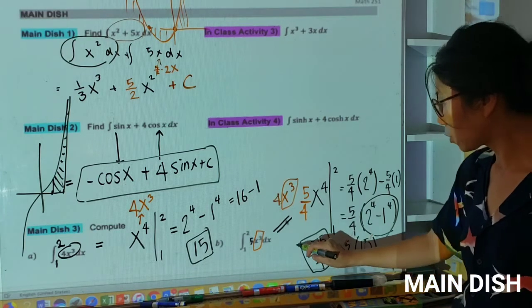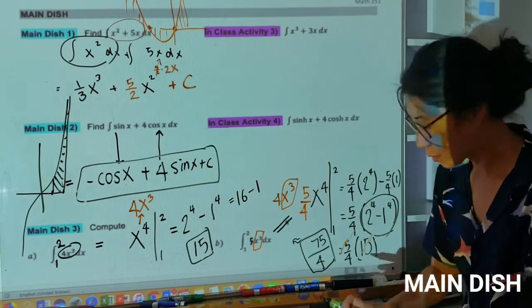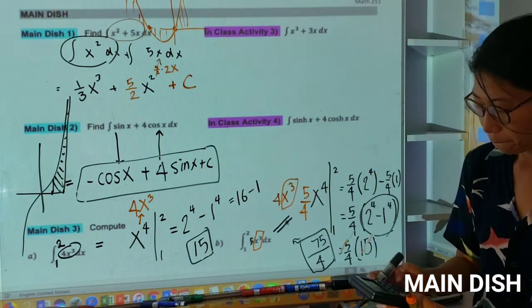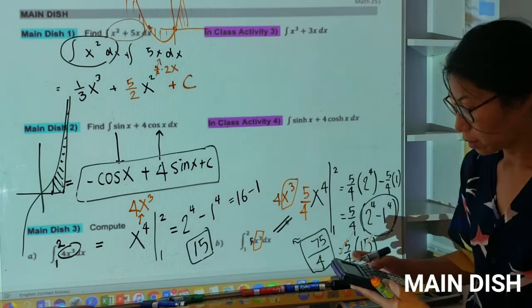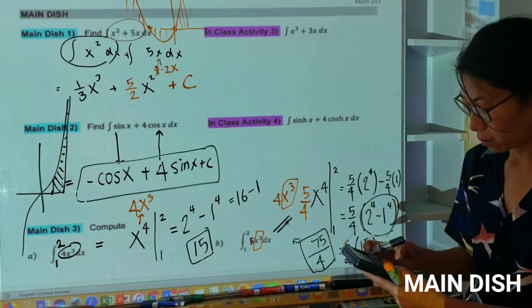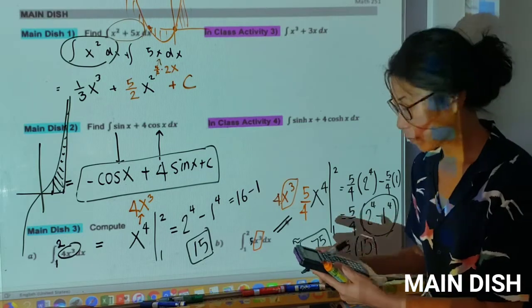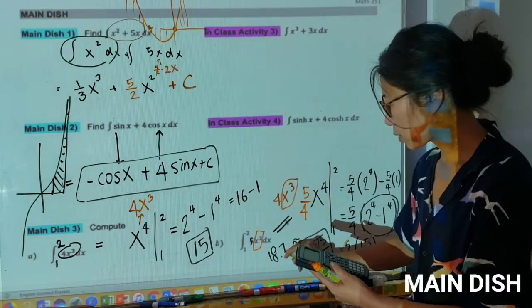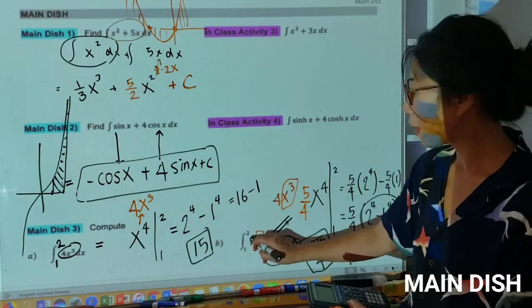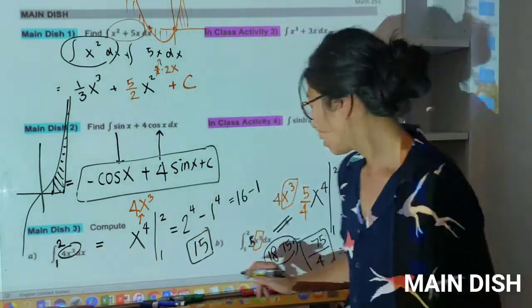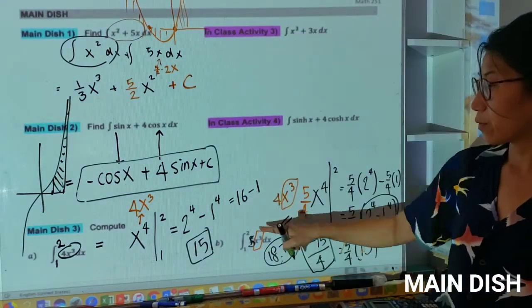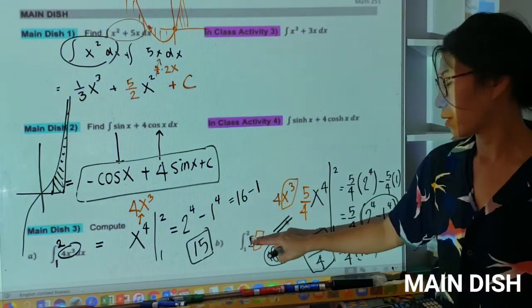So I want to see how much area that is. 75 divided by 4, I got 18.75. So when you have a 5 instead of a 4, do you see that? About 3.75, a little bit bigger area.